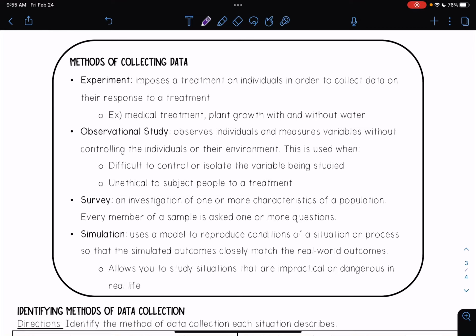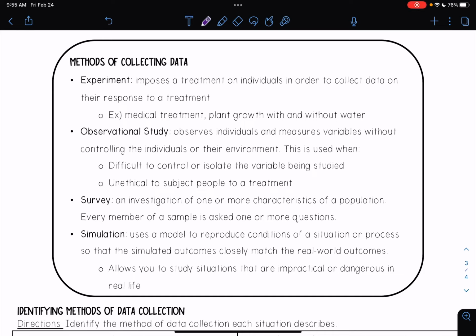In this video, we're going to be looking at methods of collecting data. There are several ways to collect data for a statistical study, but the objective of the study will often determine which is the best method for collecting the data. And there are 4 different methods that we're going to talk about today.